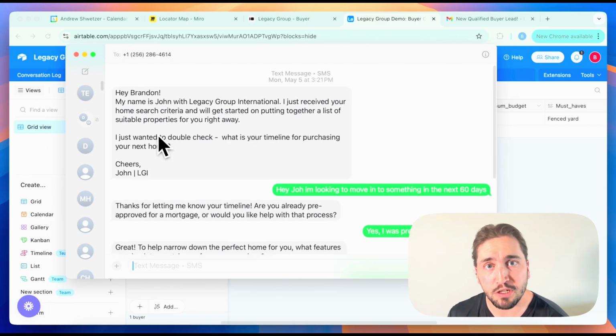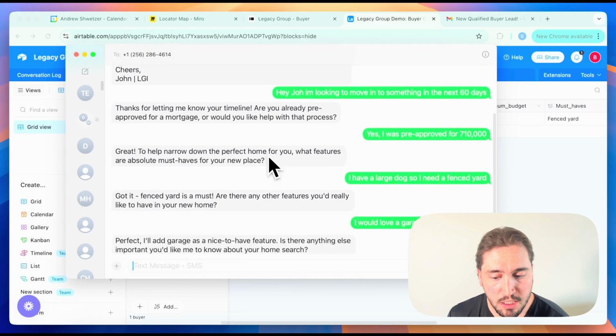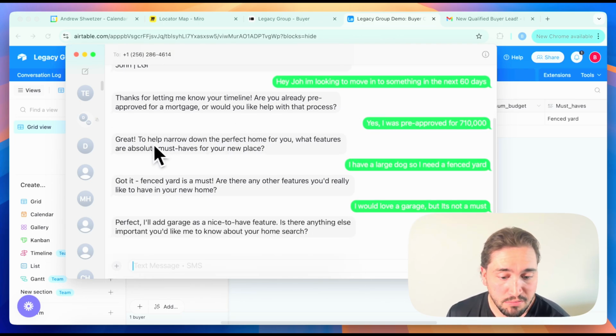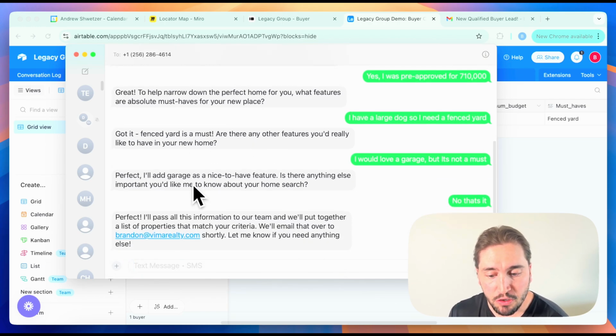So first question that it asked right off the bat was my timeline. So I said, "Hey John, I'm looking to move into something in the next 60 days." It said, "Okay, thanks for letting me know your timeline. Are you already pre-approved for a mortgage or would you like help with that process?" "Yes, I was pre-approved." "Great. To help narrow down the home for you, what features are must-haves?" So it's asking about my must-haves. I said, "I have a large dog, so I need a fenced yard." Then it's asking for any additional features that I'd like to see in the home. I said, "I'd love a garage, but it's not a must."